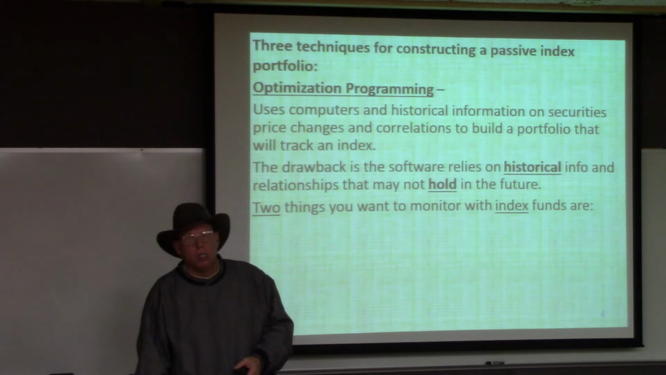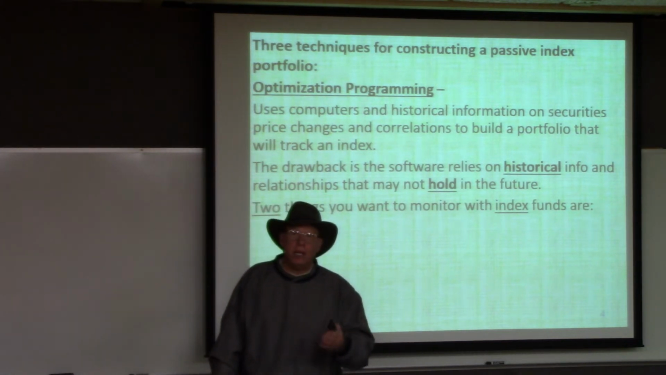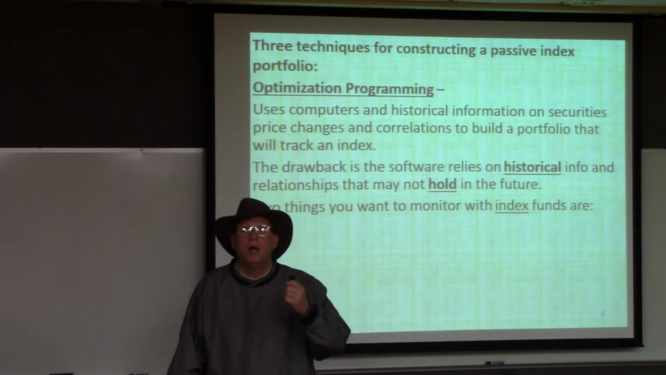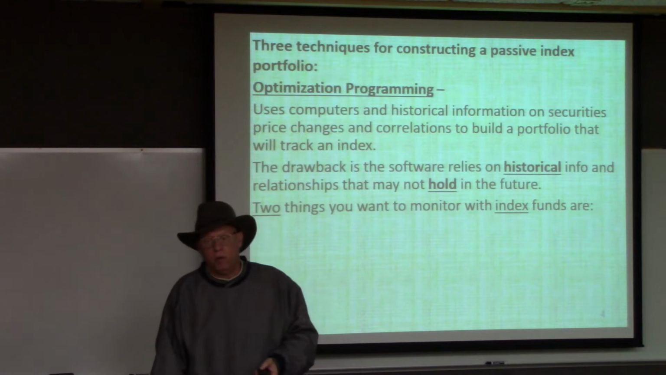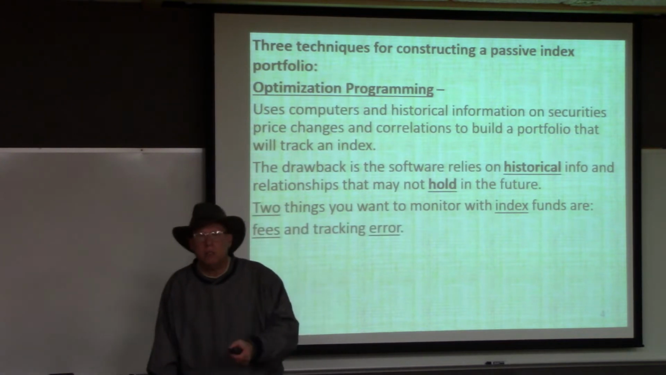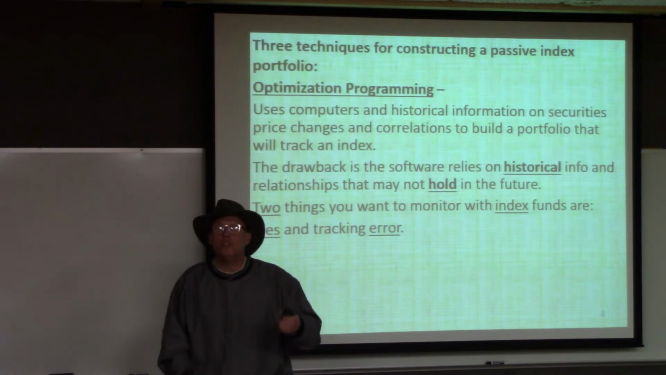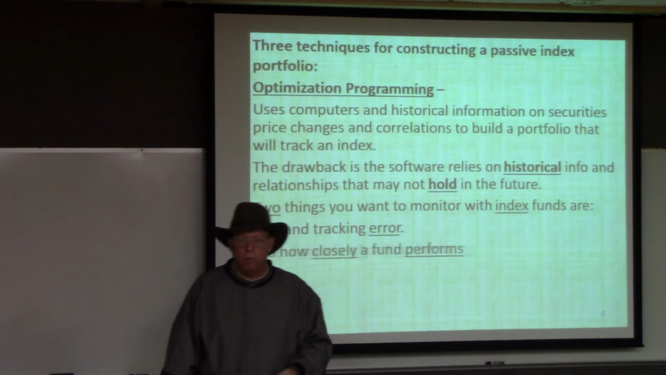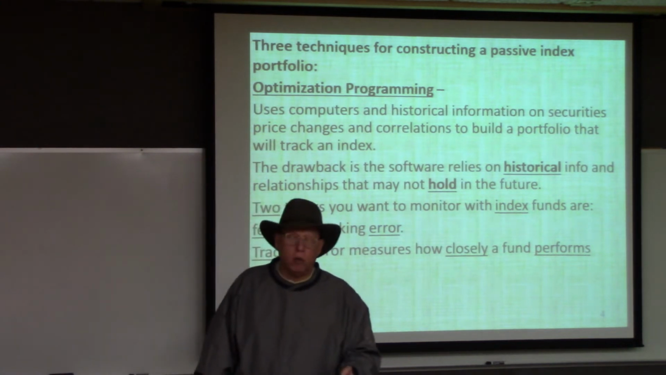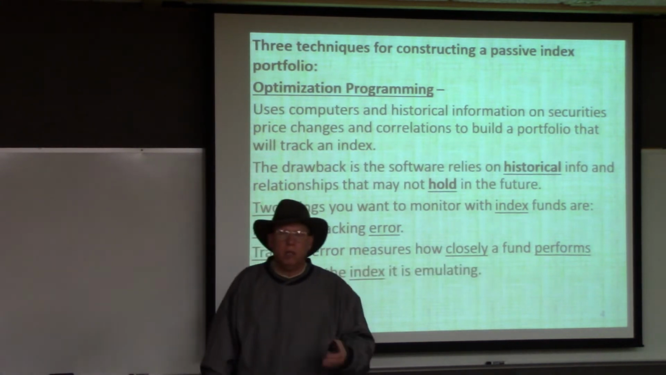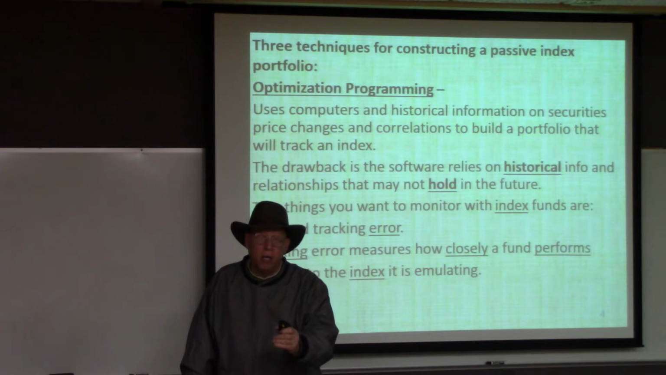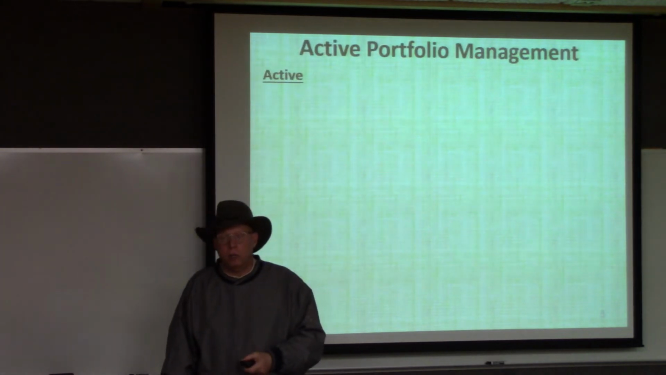So there are two things to monitor when you're trying to pick an index fund for your client's portfolio, and they are fees and tracking error. The fees do vary among the index funds, from very, very low to not so low. And tracking error measures how closely a fund performs relative to the index it is emulating. So how closely does the fund track the index that it is trying to emulate?